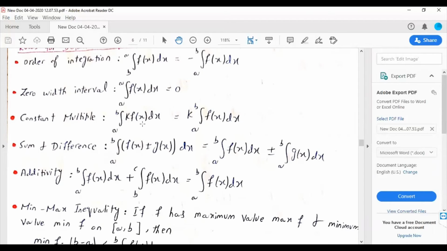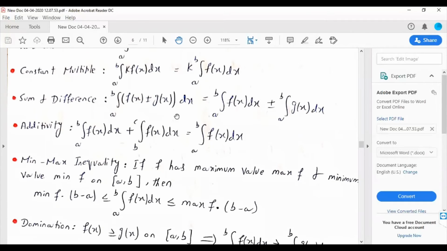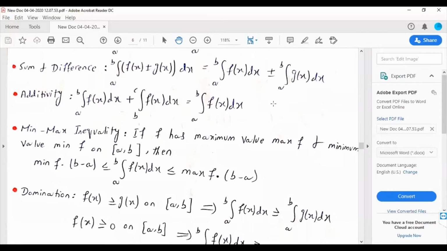If a constant is multiplied with a function, you can take the constant out. If two functions are being added or subtracted, then the integral can be applied term by term as it's a linear operator. If the integral is applied from a to b and then from b to c, then using the property of additivity, we can say that the integral is being applied on the interval a to c. Here we have to write a to c instead of, it's a mistake.